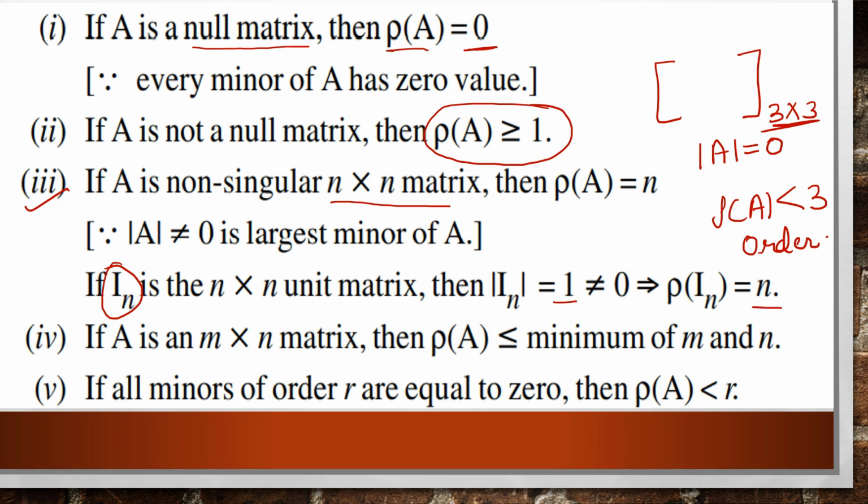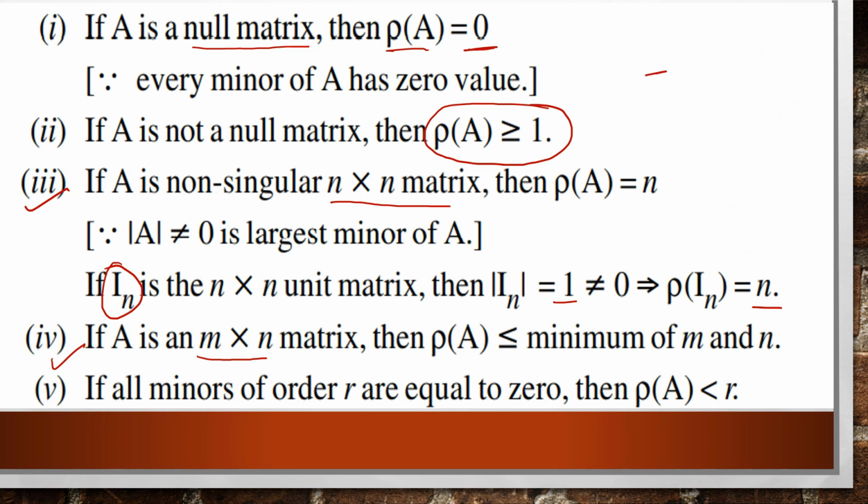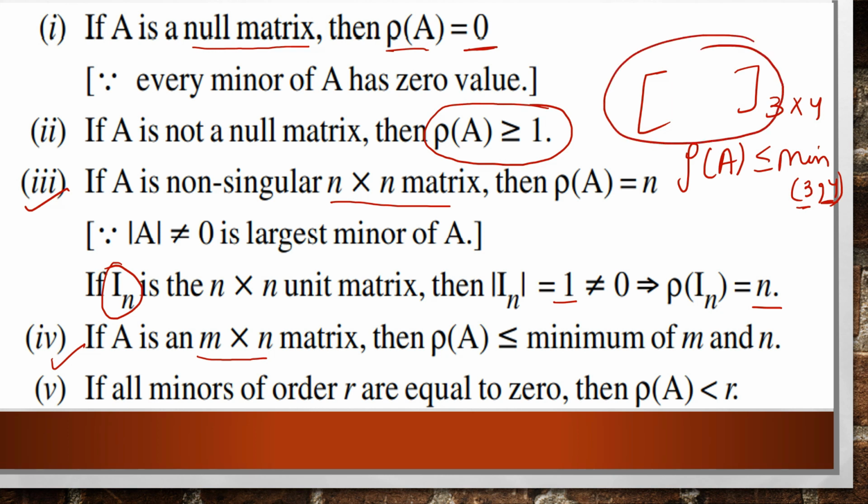Fine. The fourth point is if you have any matrix of m cross n order, like let's say a matrix of order 3 cross 4, then the rank of this matrix will be the minimum of 3 comma 4. So what is the minimum of 3 and 4? Obviously 3. That means the rank of this matrix can be either 3 or less than 3. It can be 2, it can be 1, or it will be 0 only if this is a 0 matrix.